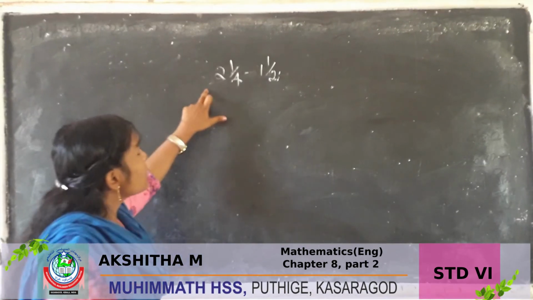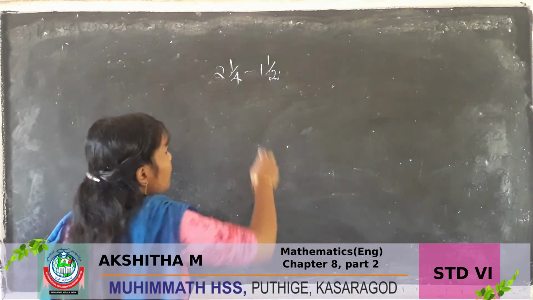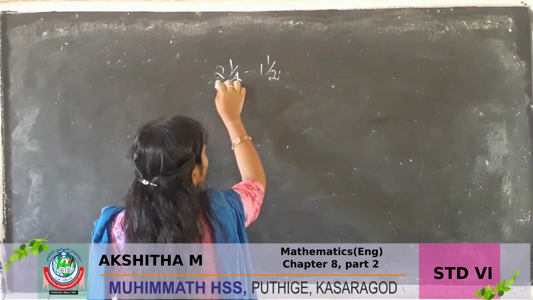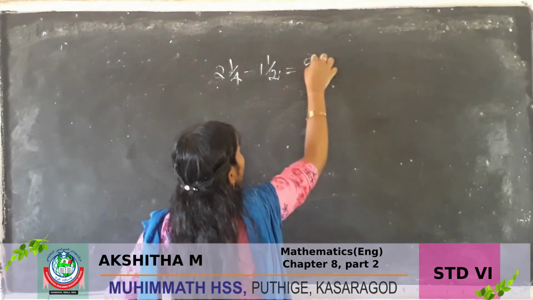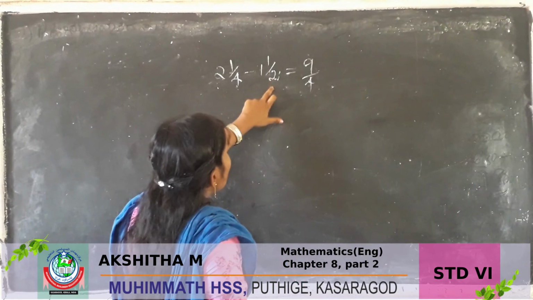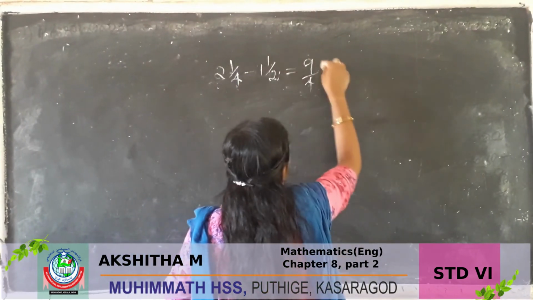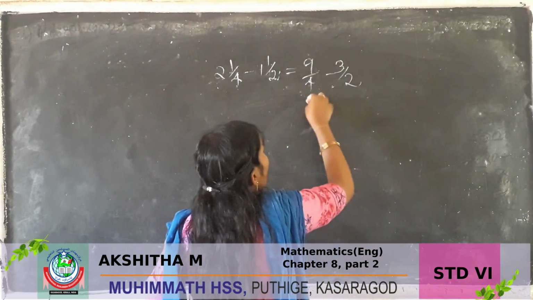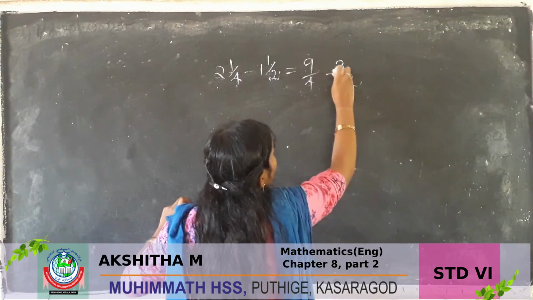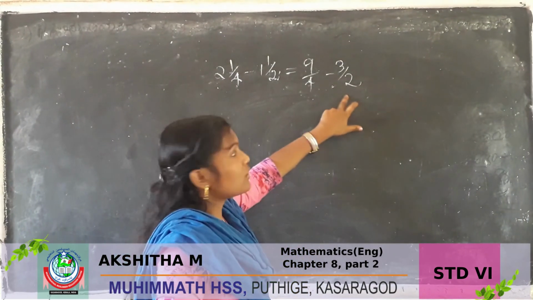Let us see another question. 2 1 by 4 minus 1 1 by 2. How can we find out the answer? 4 into 2 is 8, 8 plus 1 is 9. So this 4 we should write here. 2 into 1 is 2, 2 plus 1 is 3 by 2. So we got here fraction 9 by 4 minus 3 by 2. You can see here different denominators.